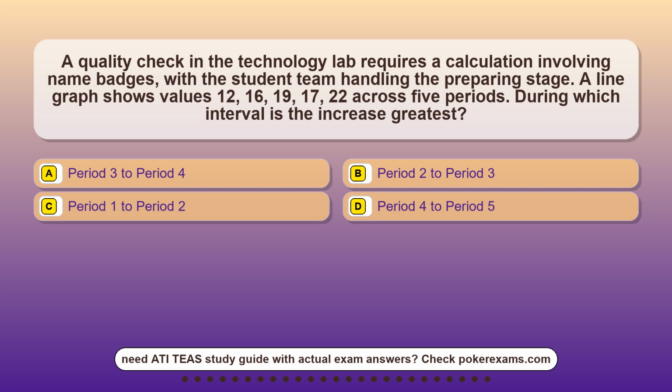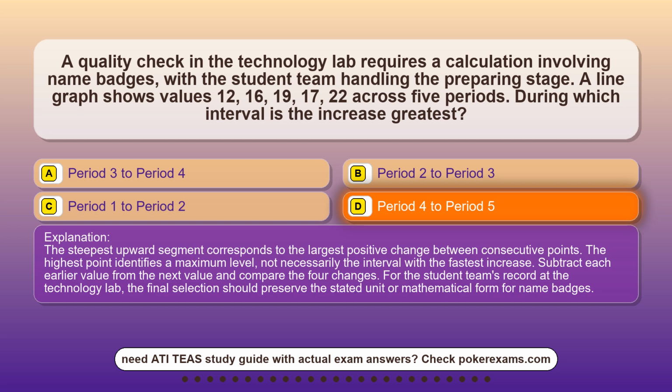A quality check in the technology lab requires a calculation involving name badges, with the student team handling the preparing stage. A line graph shows values 12, 16, 19, 17, 22 across 5 periods. During which interval is the increase greatest? Option A, period 3 to period 4. Option B, period 2 to period 3. Option C, period 1 to period 2. Option D, period 4 to period 5. The correct answer is option D, period 4 to period 5.